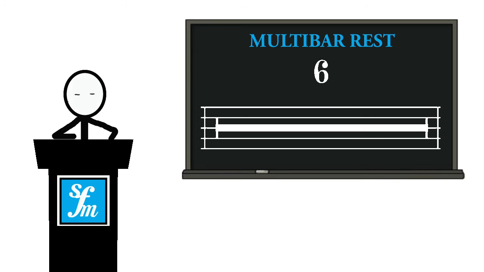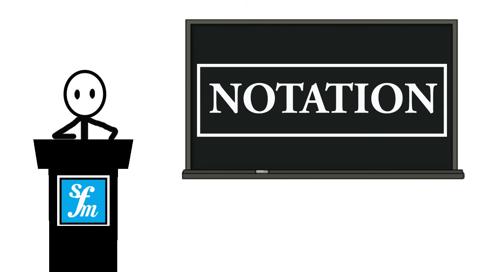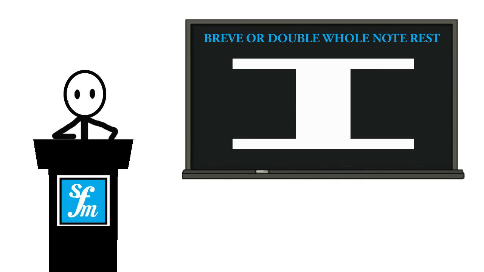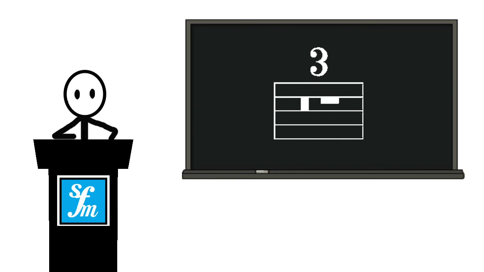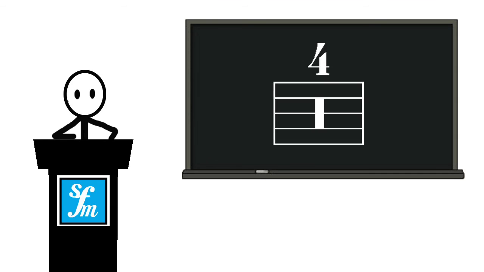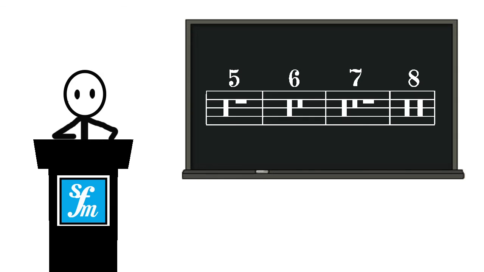There is also an older way to display multibar rests. It's far from being common in use though, but I have seen them. Remember the double whole note, the breve? Well, it too has a rest. It looks like this. It joins the 3rd and 4th line, but it can represent 2 bars rest. 3 bars rests can be represented by a breve and a full bar rest, 4 bars by 2 breves on top of one another, and so on.